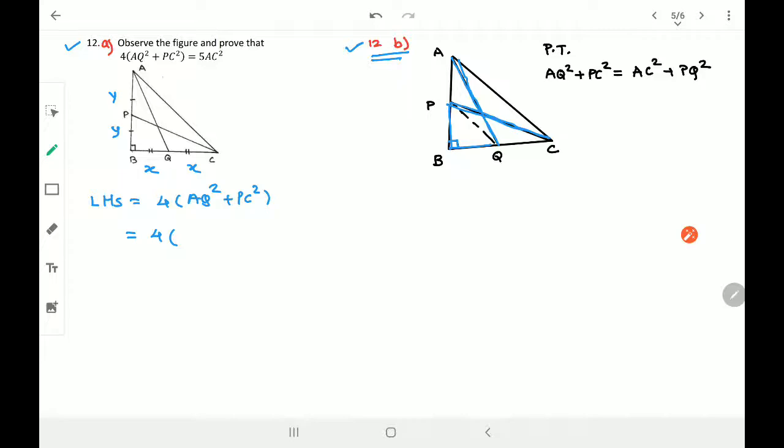Now AQ square, as clearly you can say, is equals to AB square plus BQ square. AQ square is this, plus PC square. PC square is clearly PB square plus BC square.